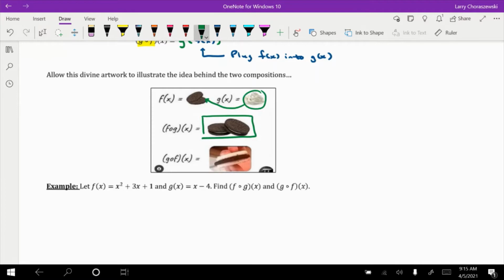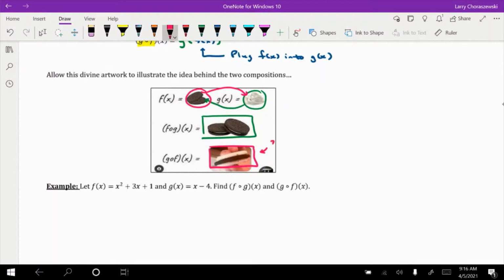Alternatively, if you switched the function notation for the composition and did g of f of x, that would request that we plug the crackers into the cream to get what appears to be an inverted Oreo cookie sandwich there.